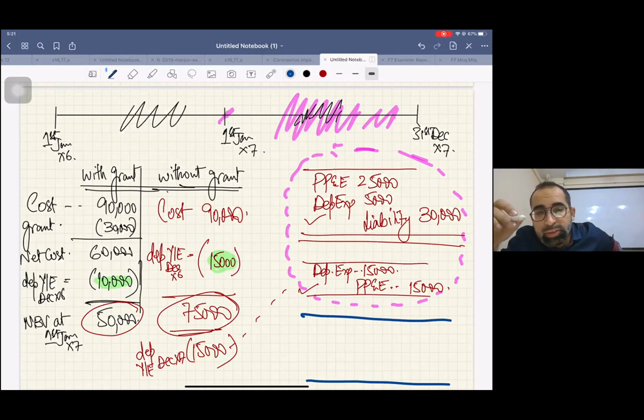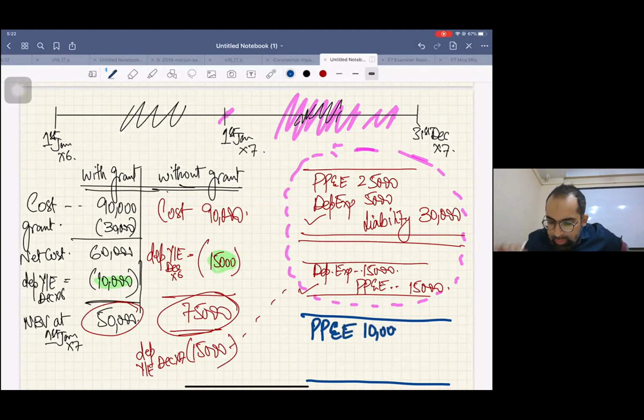Now listen, in the first entry you are debiting PPE by 25. In the second entry you are crediting PPE by 15. So debit PPE 25 and credit PPE 15. 25 minus 15, net impact PPE 10.